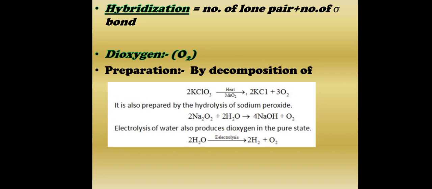For hybridization, you can find out using one simple formula: number of lone pairs of electrons plus number of sigma bonds, which we have studied in 11th.